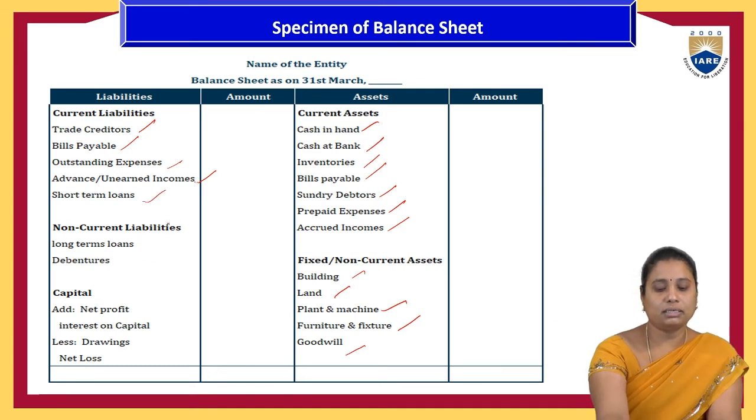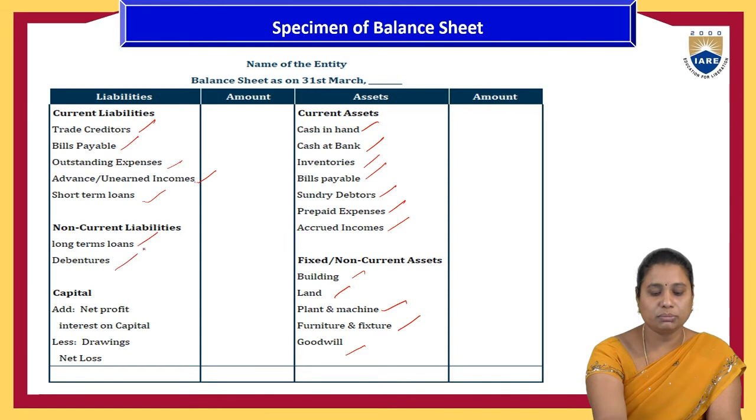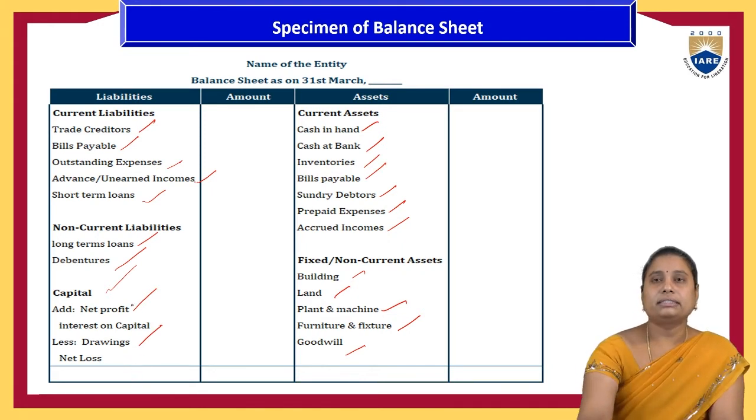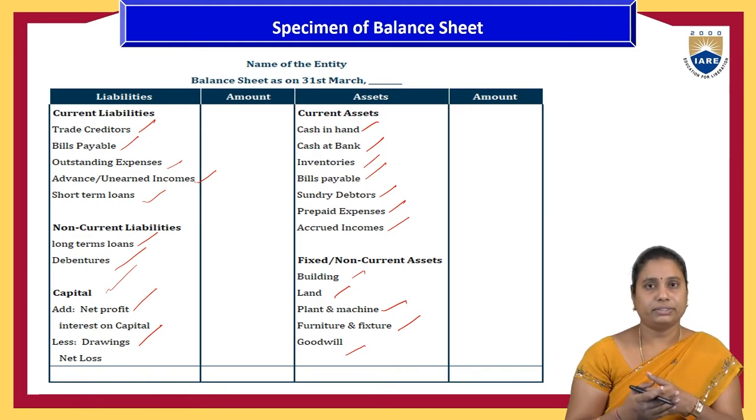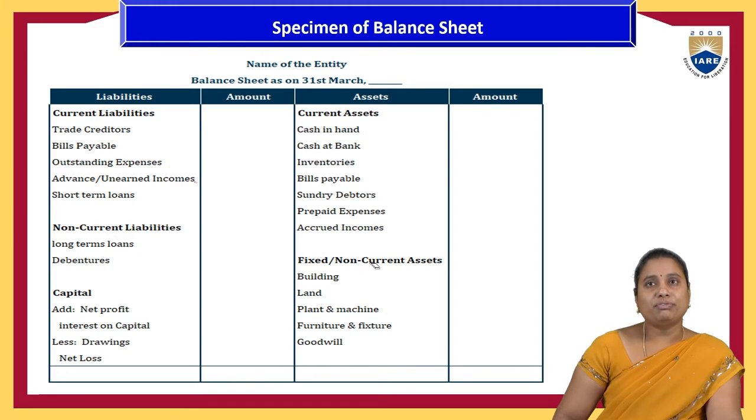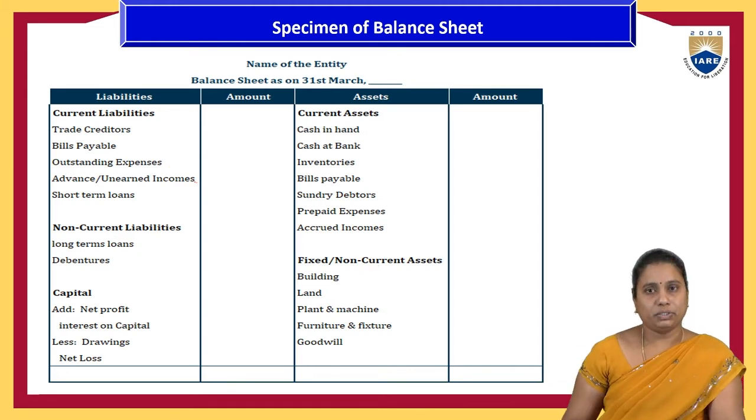Under non-current liabilities, long-term loans, debentures, and the capital which they have received, and net profits are added, and if there are any net losses we have to subtract them, and we also have to subtract the drawings. So that is all the pro forma related to liabilities and assets under the balance sheet. Based on this pro forma, we need to prepare the balance sheet.